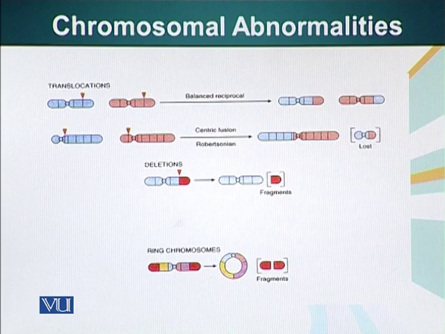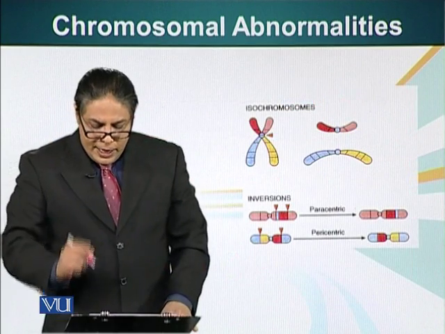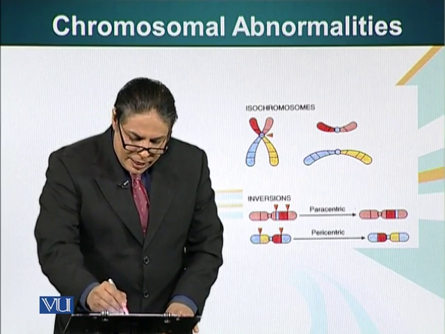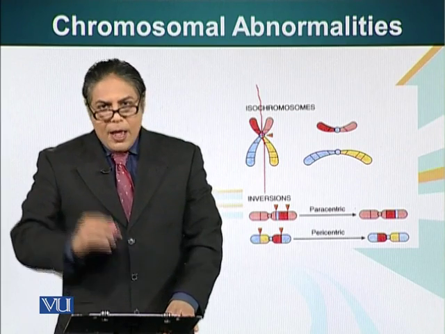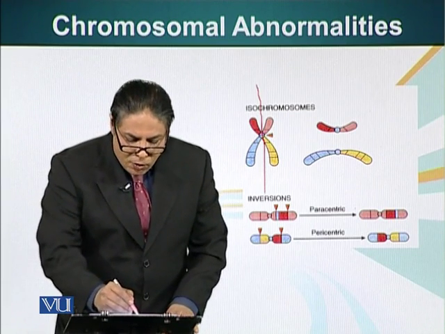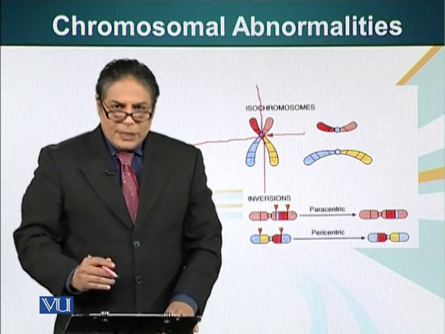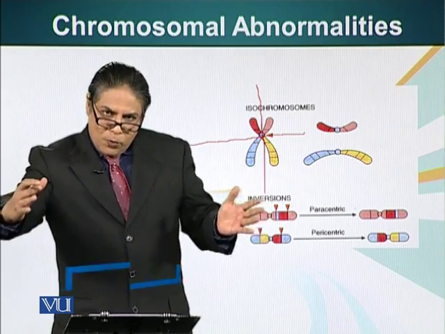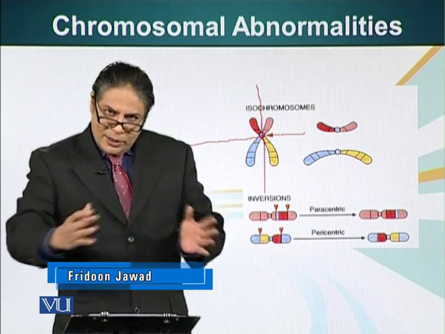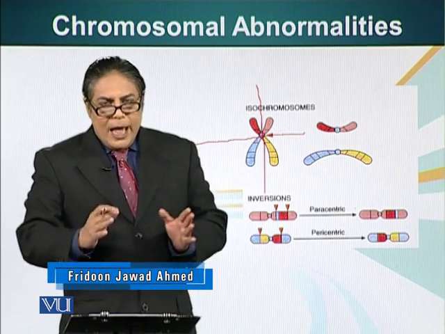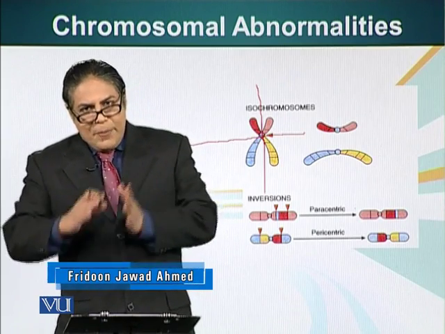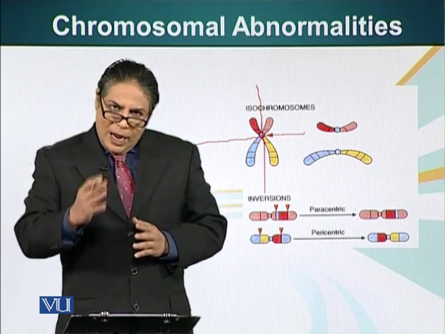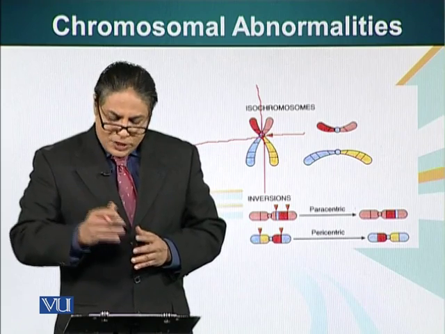Let's look at some others. Isochromosome. Normally a chromosome, as we know, separates along this axis during meiosis. In some cases, rather than the two chromatids separating, the two P arms go to one chromosome and the two Q arms go to the other chromosome. We have a chromosome with identical P arms, both arms being identical. This type of chromosome is called an isochromosome. This generally happens with the X chromosome.